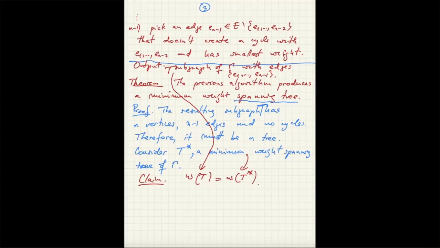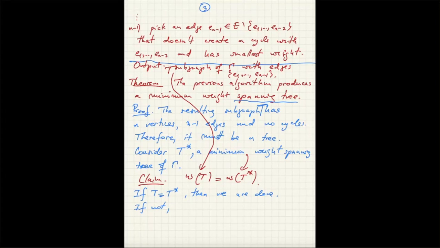Now, to prove that, here's how it works. It's a bit of a small case analysis. If T equals T star, then we are done, because they have the same weights. If not, in T we have this order in which we select the edges. We pick the first edge, one of minimum weight, then the second edge, the next available of minimum weight, and so on. That gives us a tree T.